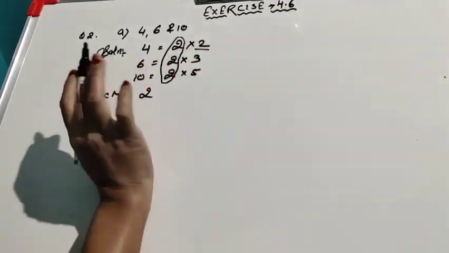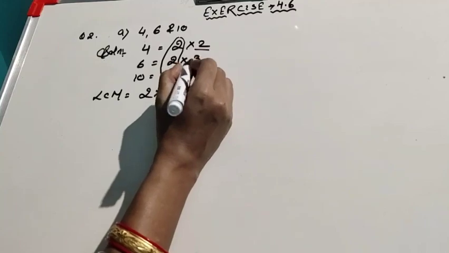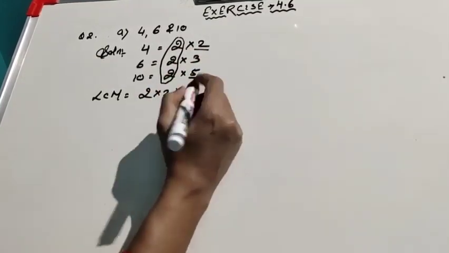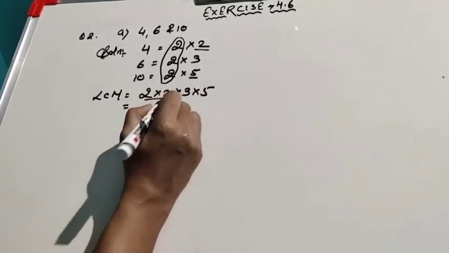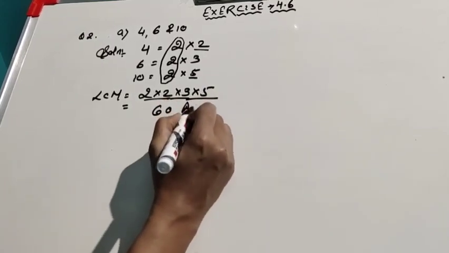Like 2, there is no pair in these two numbers, so simply you will write 2 also. 3 has no pair, so simply write 3 also. 5 is also alone, so write 5. Now after that you multiply. 2 2s are 4, 4 3s are 12, 12 5s are 60, which is your correct answer.